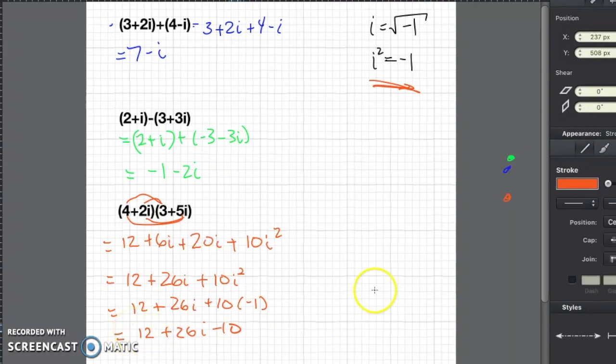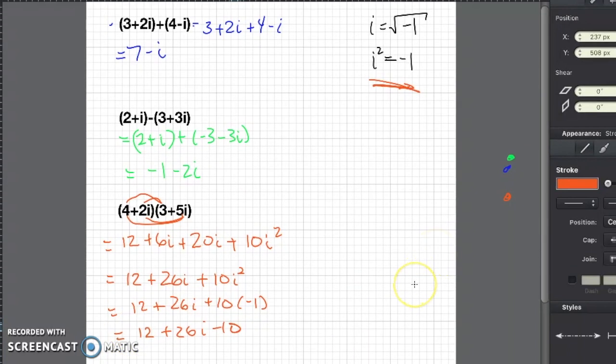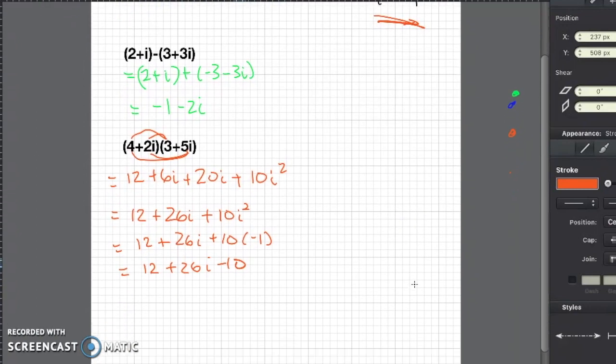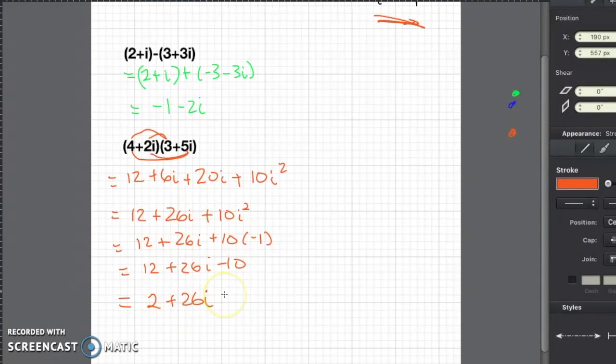Scroll down here. Let's see here. And then I can, again, combine like terms. I have a positive 12. I have a negative 10. Combine those two guys together. That should be a 2 plus 26i. Done. Okay? So that's going to be those three guys.